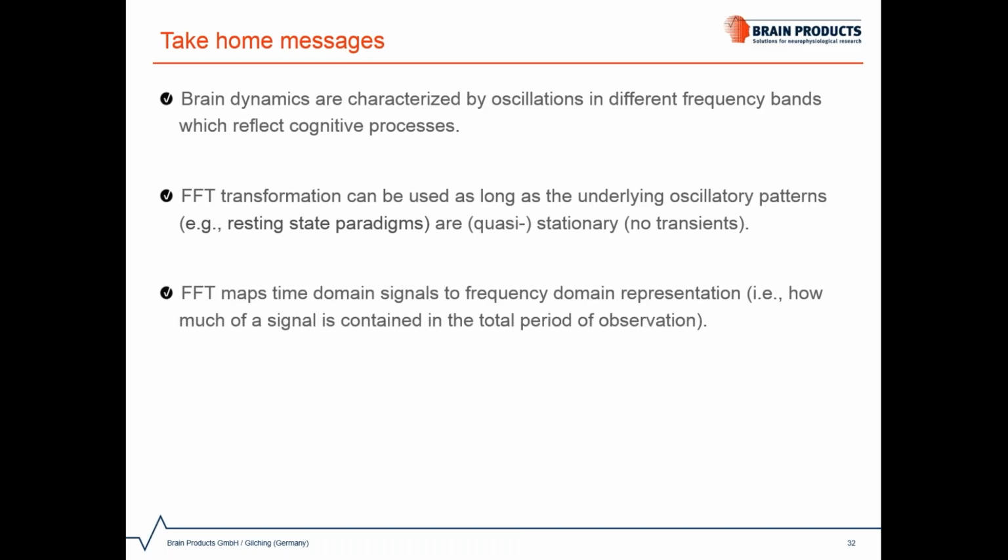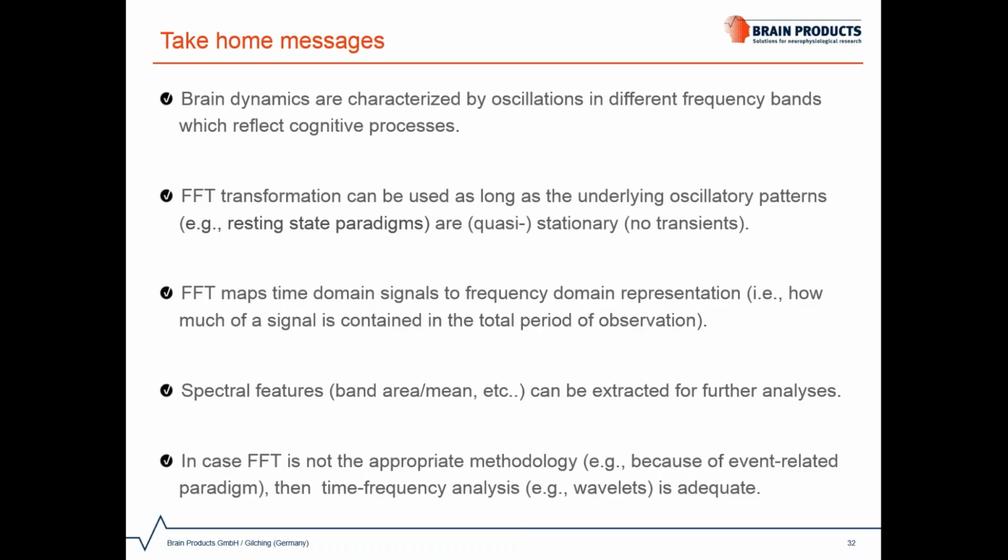FFT maps time domain signals to frequency domain representation, meaning it tells us the frequency content of a signal contained in the total period of observation. After spectral decomposition, we have seen that using the export modules in Analyzer, it is possible to extract desired spectral features for further statistical analysis. Although FFT is very useful and can give already meaningful information about the spectral content of the EEG signal, it is also important to be aware of the limitations of this method.